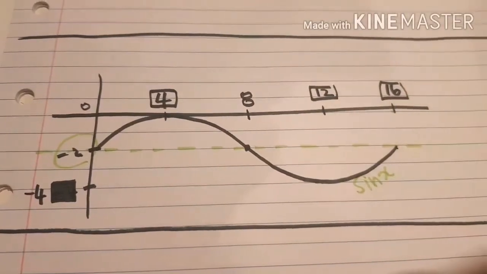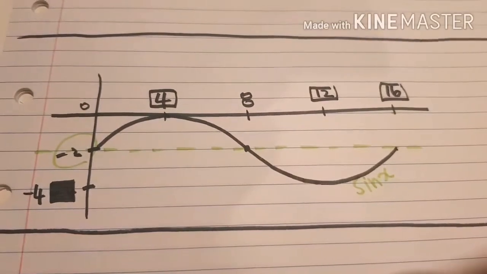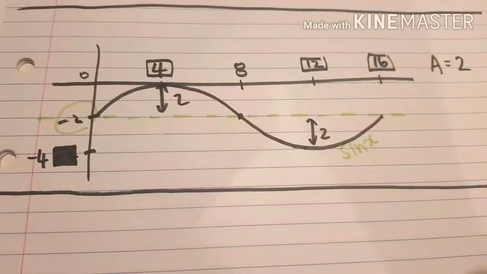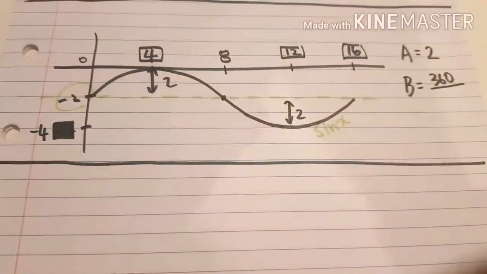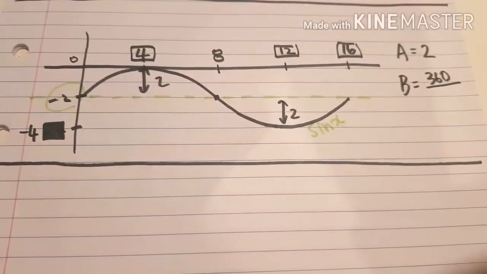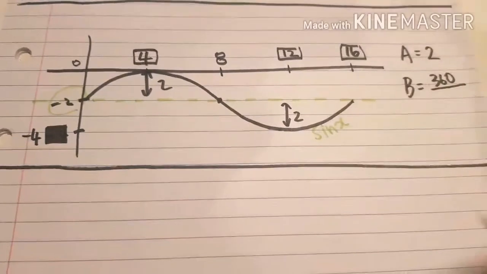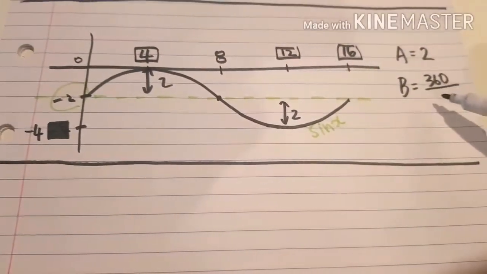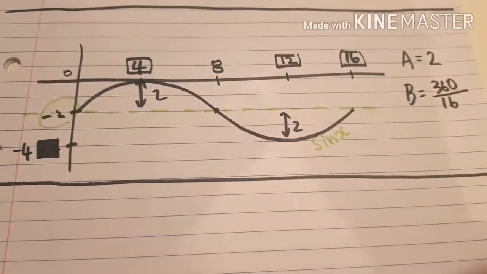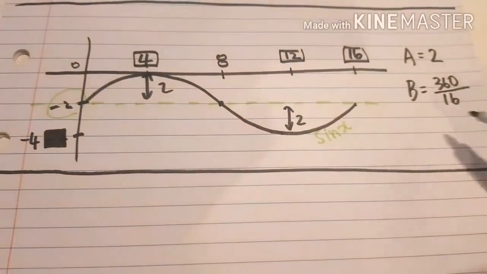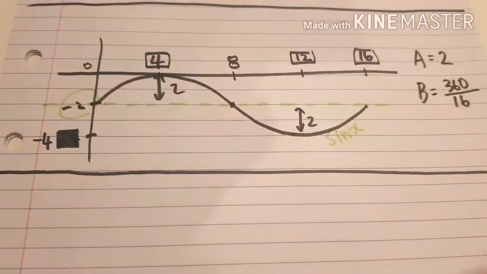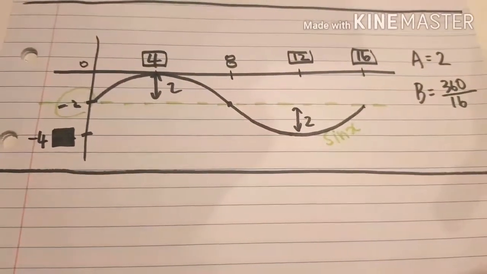So by looking at this one, you should be able to come up with the equation. The amplitude should be 2. My B should be 360 over period. What's my period? One full cycle is 16, so 360 over 16. You can use a calculator to simplify this number and always make it into a fraction, but I don't have a calculator at the moment, so I'm just going to skip it.